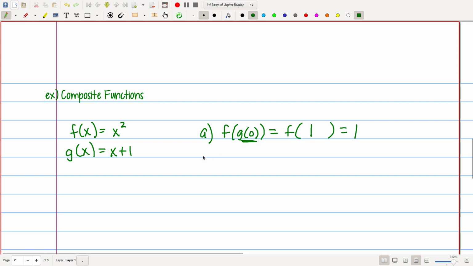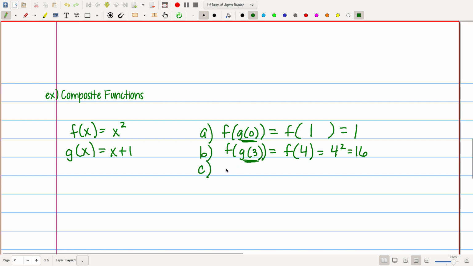Okay, so let's look at another one. I want to find f of g of 3. So I'm going to start right here, and make sure you're showing me your steps. I'm going to plug 3 in for x right here in g of x. I want g of 3. So if I plug 3 in, I'm going to get 4. So now I'm going to plug 4 into f of x. So I need 4 squared, which is 16. Okay?